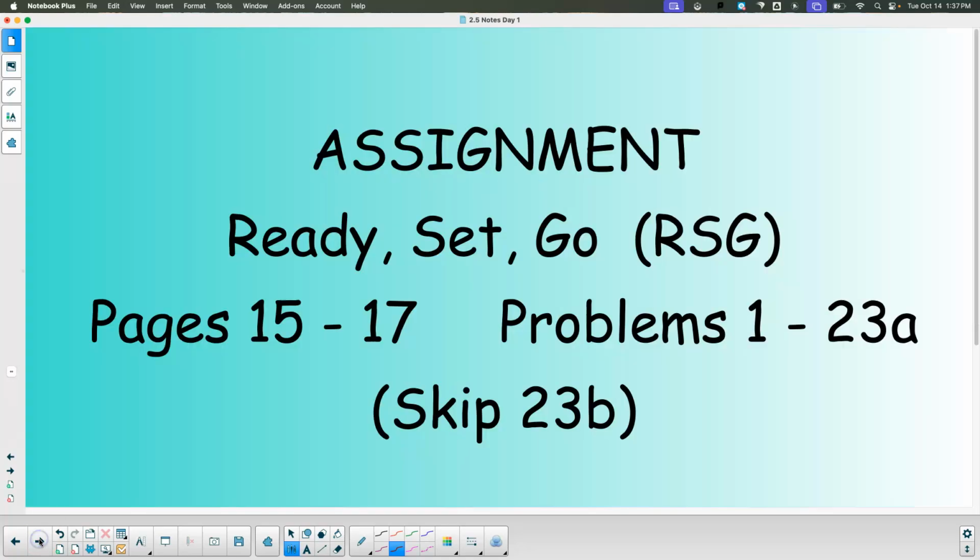Your homework, you can start the 2.5 homework if you want. But technically, we're not going to assign it until tomorrow.